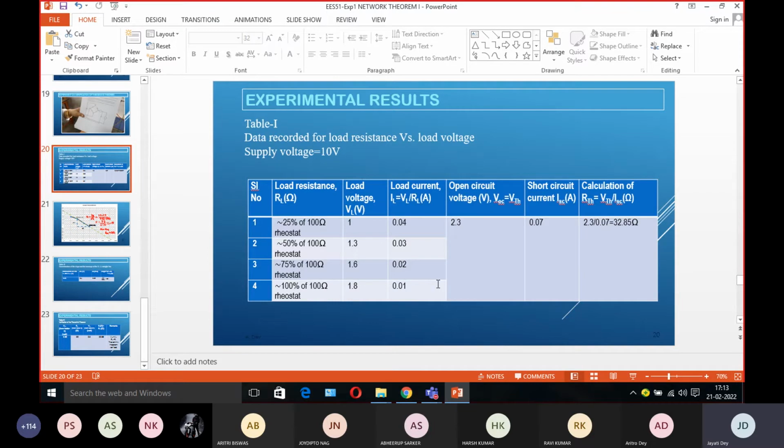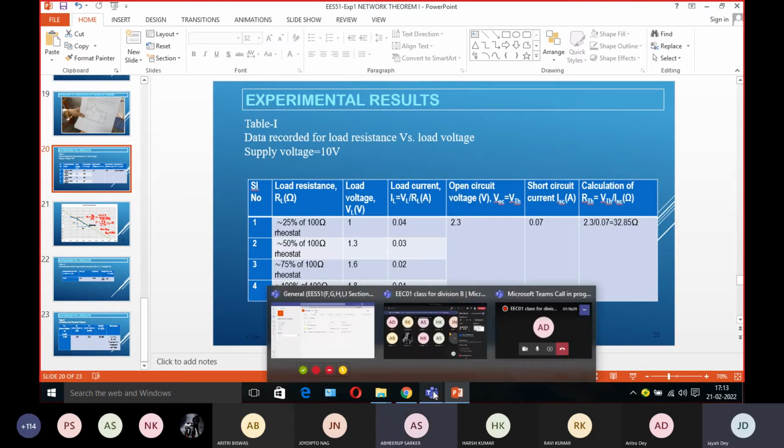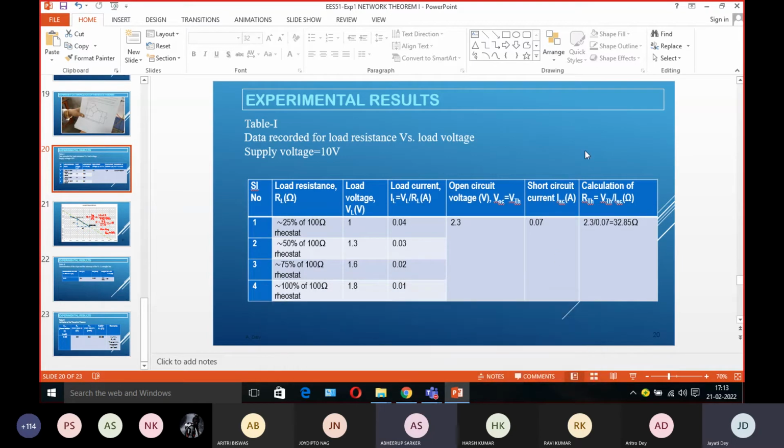Ma'am, do we have to use 2 millimeter graph paper? No, any normal graph paper. Okay, ma'am.